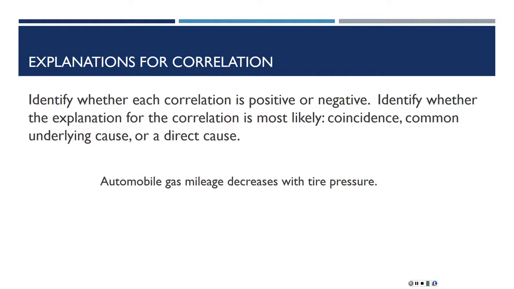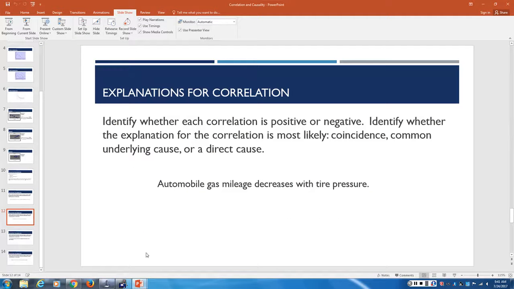Automobile gas mileage decreases with tire pressure. When your tire pressure is low, you get lower gas mileage. When your tire pressure is high, you get higher gas mileage. So as your mileage goes up, your tire pressure should also be going up, right? Positive or negative? Well, this is where we have to think about how we would draw the graphs. So I'm going to take a little vacation here and go over to the side.